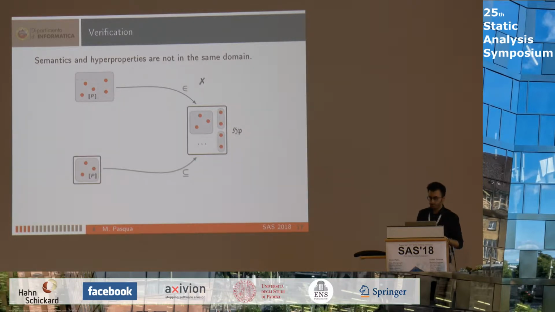But we can still use over approximation. We just have to move up to sets of sets. Here we take a set containing the semantics of our program, which is a set of sets, and with another approximation which adds sets of traces, we can verify the hyperproperty with over approximations. So we need some sort of hypersemantics, which is a semantics of the program computing at the level of sets of sets.